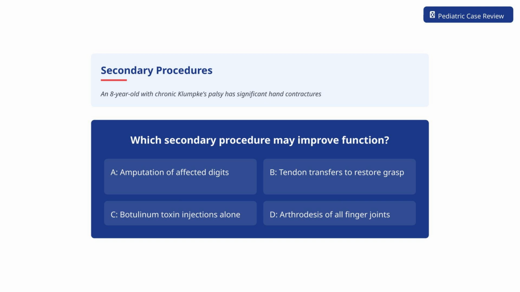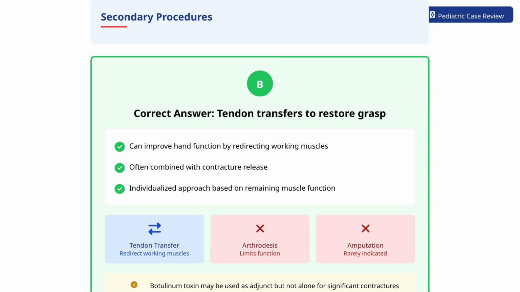An 8-year-old with chronic Klumpke's palsy has significant hand contractures despite previous treatment. Which secondary procedure may improve function? A. Amputation of affected digits. B. Tendon transfers to restore grasp. C. Botulinum toxin injections alone. D. Arthrodesis of all finger joints. The correct answer is B. Tendon transfers to restore grasp.